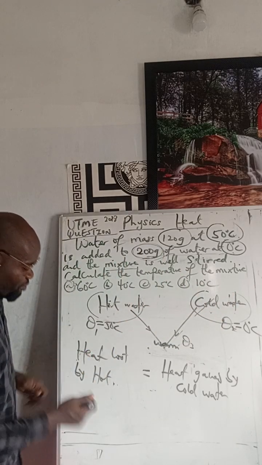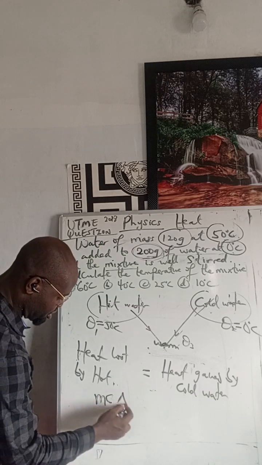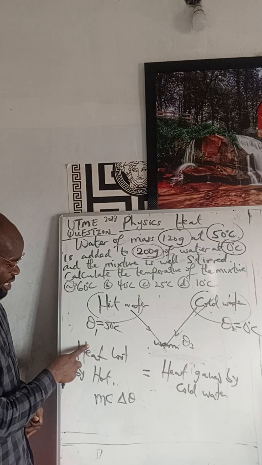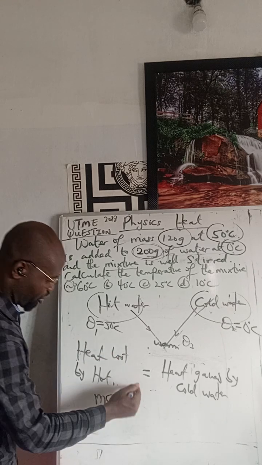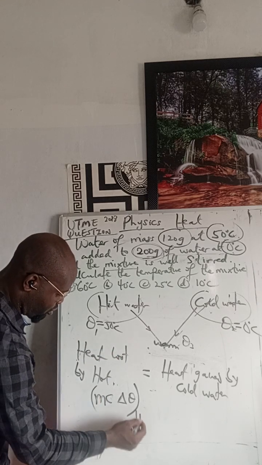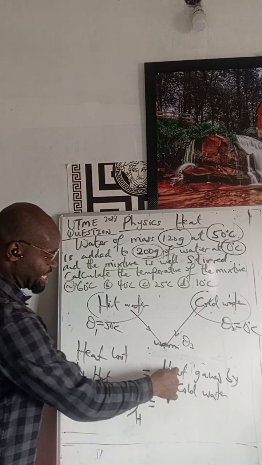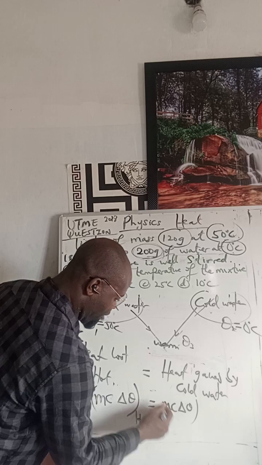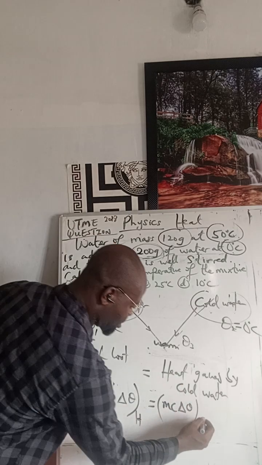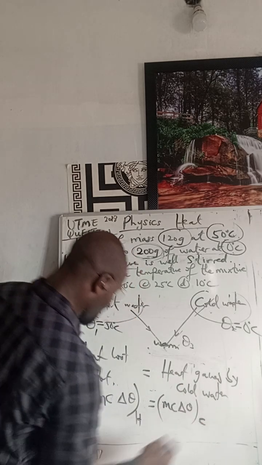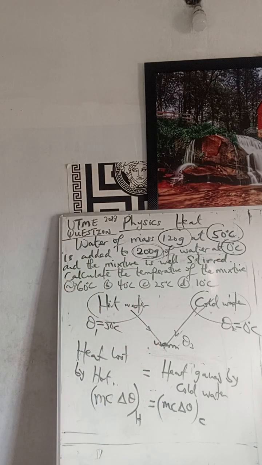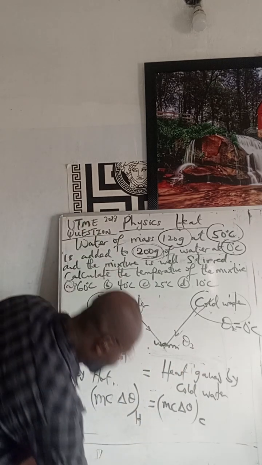Don't forget that heat has the formula mc change in theta. From my last class, heat energy has the formula of this. So heat lost by hot, mc change in theta, let me say bracket H for hot water, is equal to the same formula for heat again, mc change in theta, but for cold. Let me use C for cold water. So mc change in theta for hot water equals mc change in theta for cold water. So note it. This is the formula we are going to use.